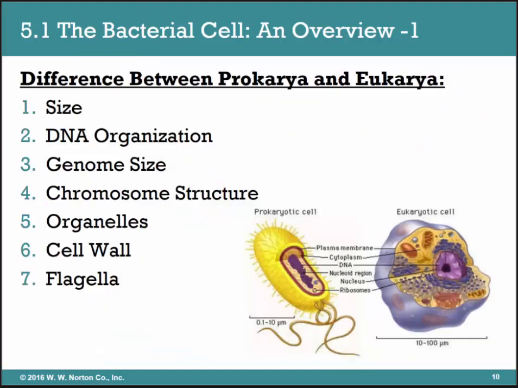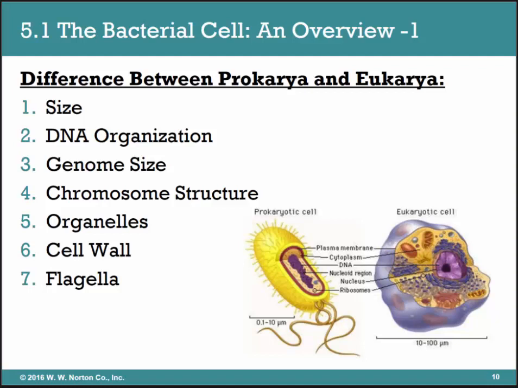Let's look at some more differences between the prokarya and eukarya. Number 1, the size. Bacteria have a small size between 0.2 to 10 micrometers, while eukaryotes have a wide range from 0.2 to 1 millimeter. Number 2, DNA organization. Bacterial DNA is organized in the nucleoid throughout the cytoplasm, while DNA is held in the nucleus in a nuclear membrane in the eukaryotic cells.